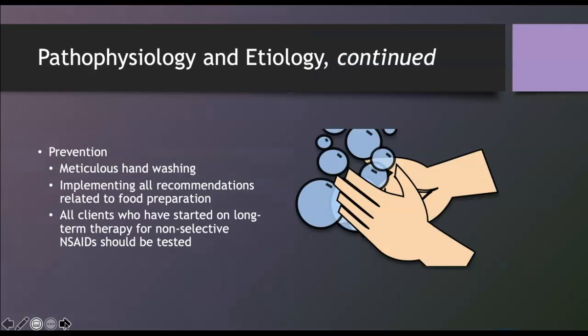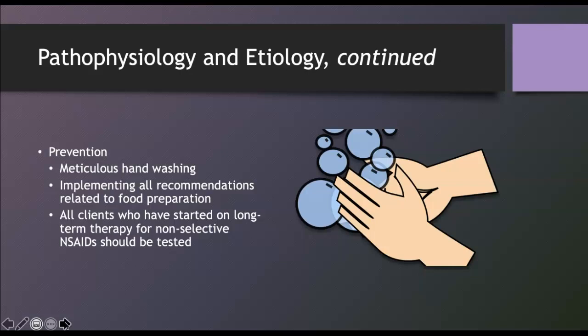Since the primary source is Helicobacter pylori, and that is a bacteria, prevention is key. Meticulous hand washing. It's not uncommon for it to occur within a family. We also recommend doing all the recommended food preparation to keep that bacteria from being transmitted from one person to another, because it can be transmitted from one person to another.